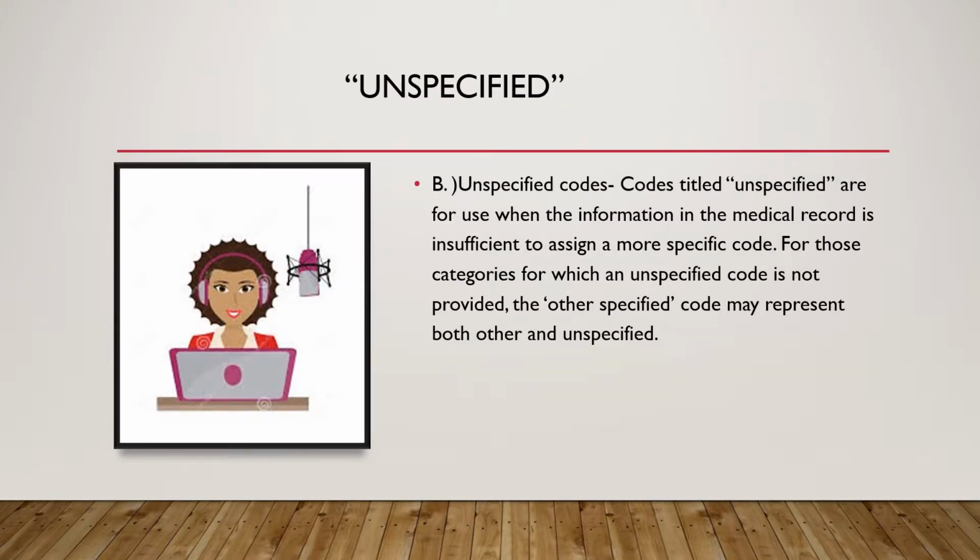So in Section B, we're focusing on the unspecified. So your unspecified codes are defined as those codes that are titled unspecified. And these are for use when the information in the medical record is insufficient to assign a more specific code. For those categories for which an unspecified code is not provided, the other specified code may represent both other and unspecified.